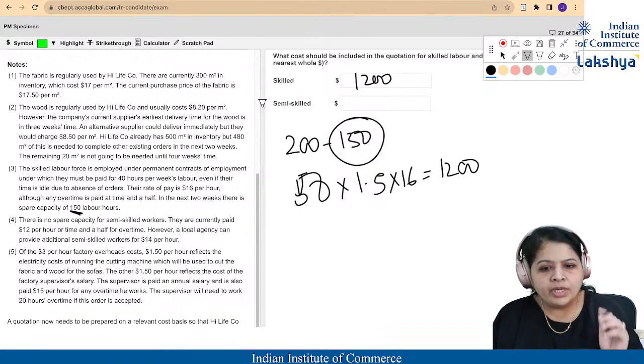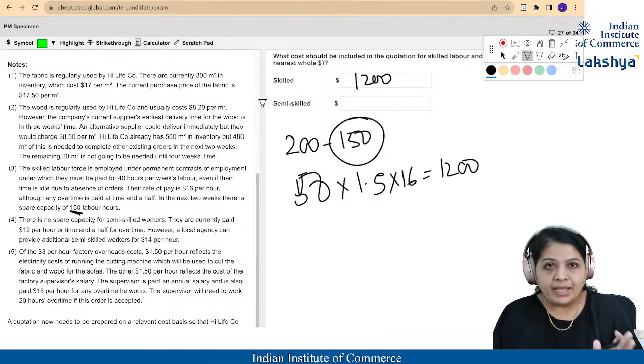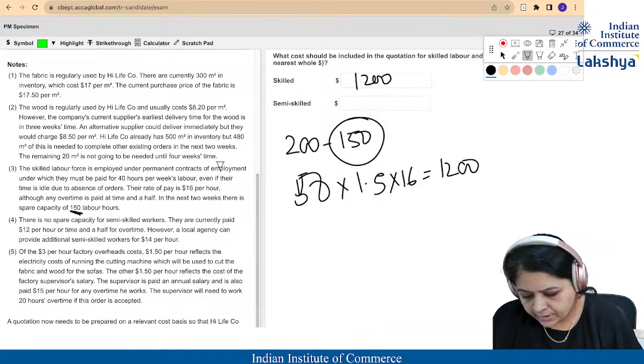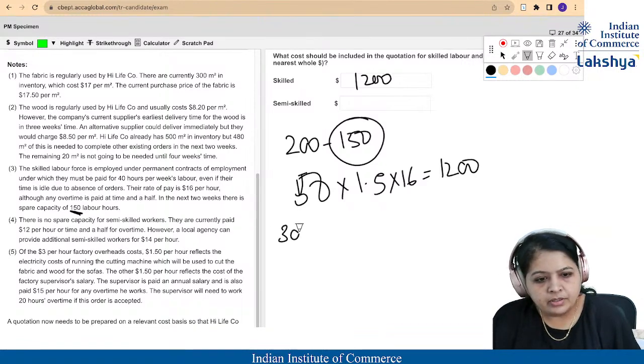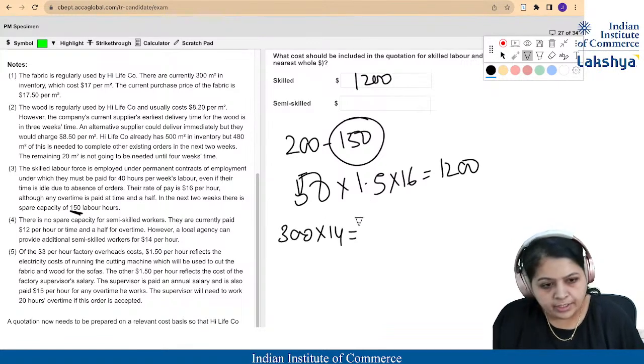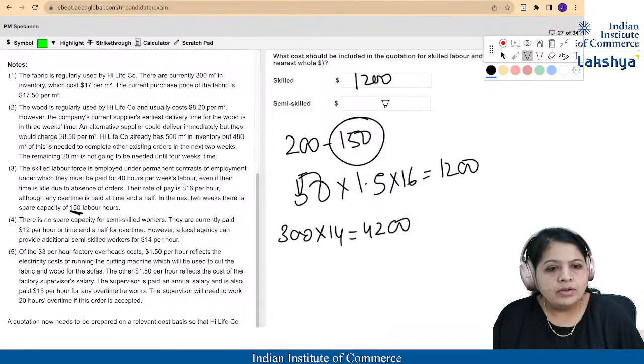So overall, looking at the price, semi-skilled from outside would be cheaper. So the semi-skilled is going to be 300 into 14, which is the payment to the local agency. So it comes to 4,200.